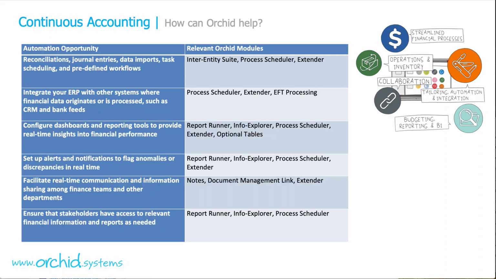To configure dashboards and reporting tools to provide real-time insights into financial performance, you could look at Report Runner, Info Explorer, Process Scheduler, Extender, and optional tables. To set up alerts and notifications to flag anomalies or discrepancies in real time, you could look at Report Runner, Info Explorer, Process Scheduler, and Extender.